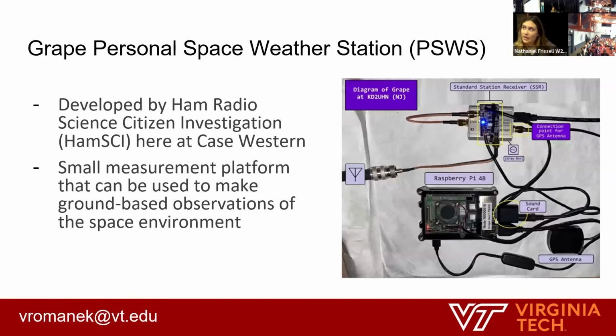I'm also working with the Grape Personal Space Weather Station, which again, I'm sure you're all very familiar with. The data I've collected is from the Grape version 1, which is pictured here on the screen. It is a small measurement platform that can be used to make ground-based observations of the space environment, and it was designed by folks here at Case Western.